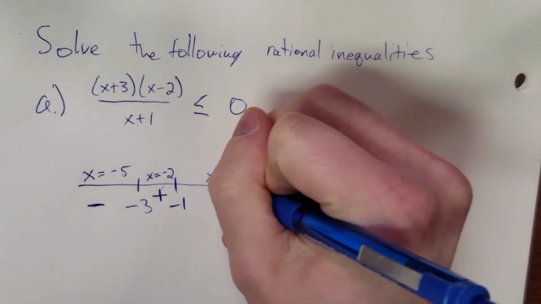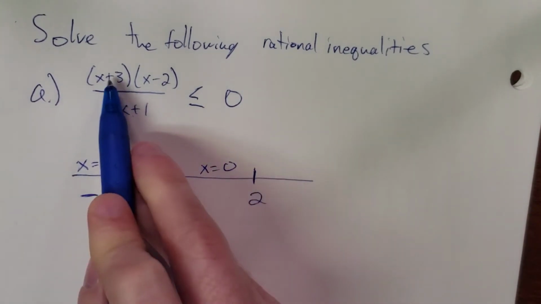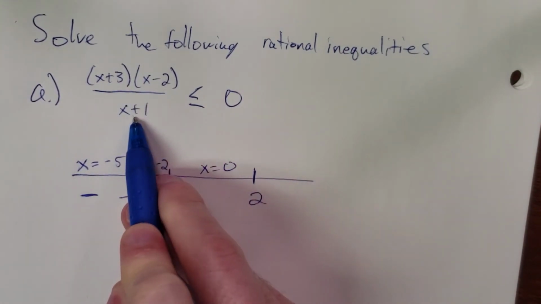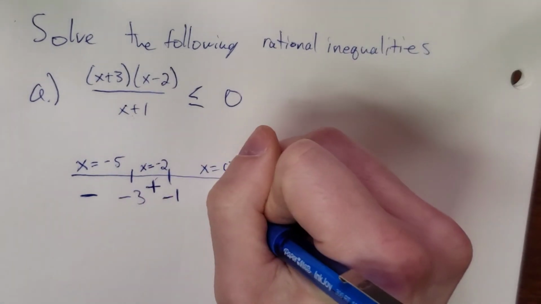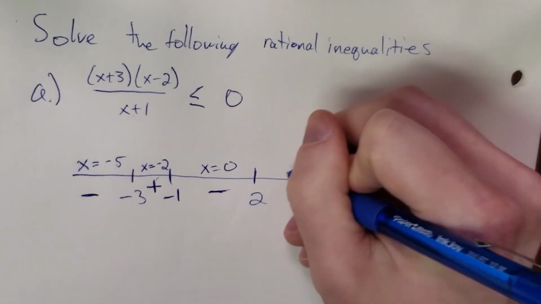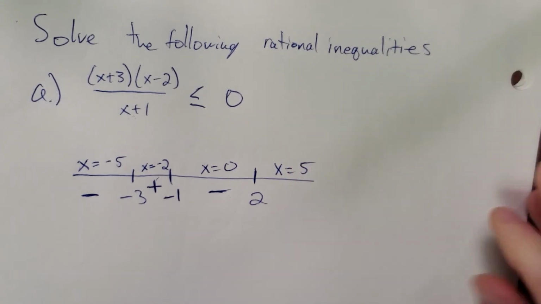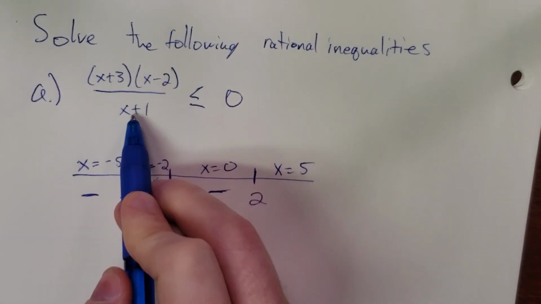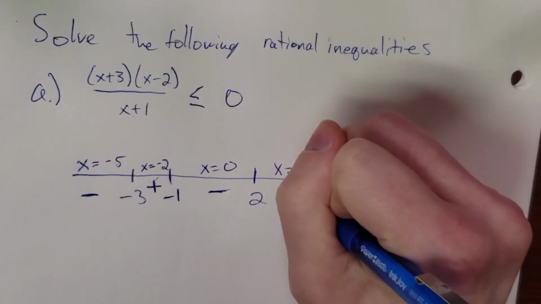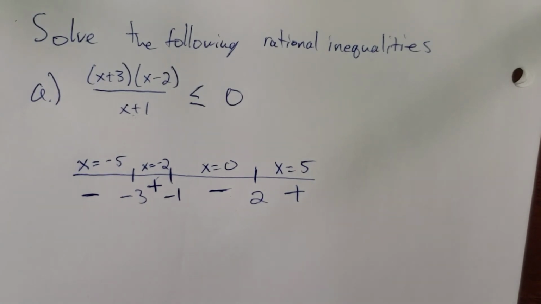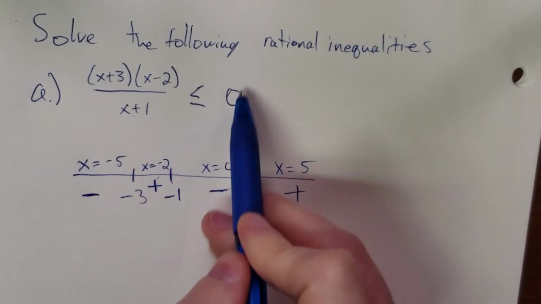Let's pick x equals 0 for the next interval. Positive, negative, positive. That is an odd number of negatives, so the whole thing is negative. Let's pick x equals positive 5 for the last one. Positive, positive, positive. Everything is positive, so our interval is positive. Now we want to know, when is this equal or less than 0?